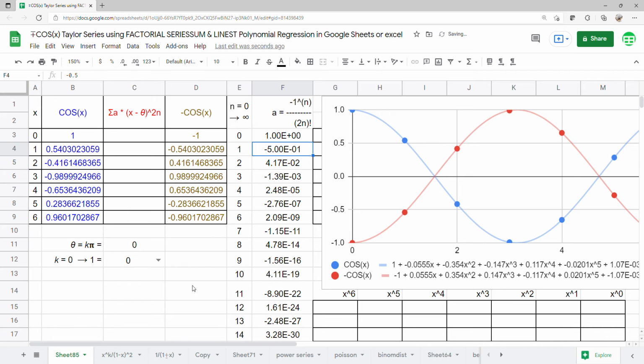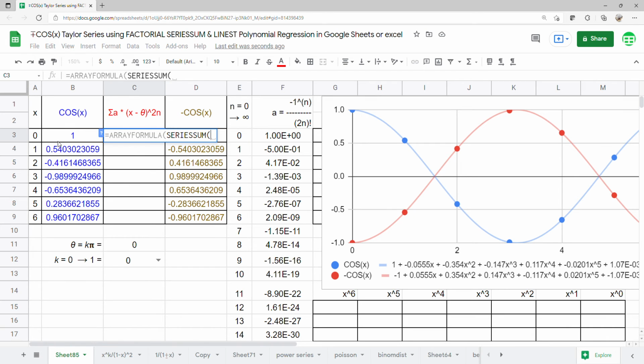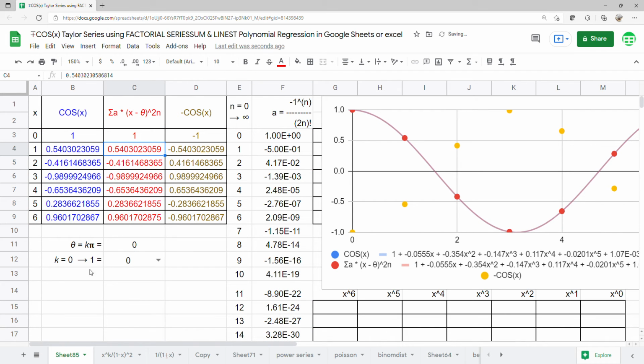And now we can complete the expansion. So array formula, series sum of the x values raised to the power, or that is x minus theta, raised to the power 2n. 2n starts from 0, incremented by 2. And the coefficient will be this range. And enter. Their values are the same.